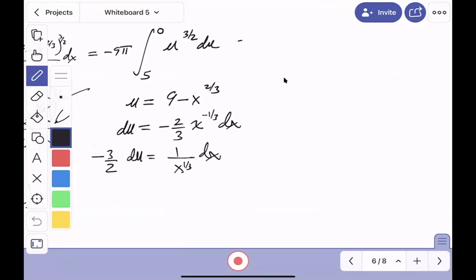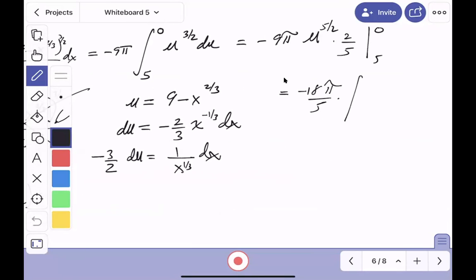Let's keep going. I know it's problematic. Minus 9 pi, and the antiderivative of u to the 3/2, I increase it by 1, so 5/2. And then divide by 5/2 or multiply by 2/5. Limits of integration are going to be from 5 to 0. What's this going to give me? Minus 18 pi over 5.